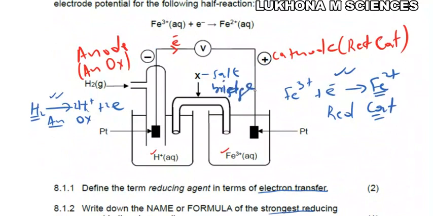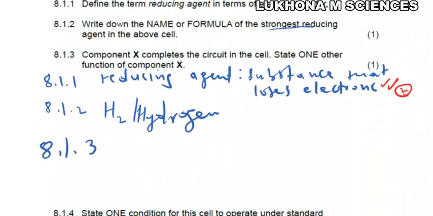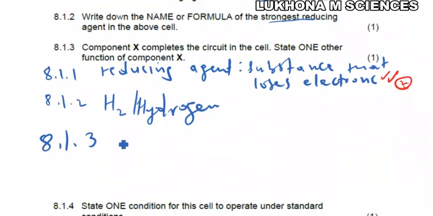So the function of the salt bridge is to complete the circuit. That's the first one, but they said beside that one. Number 2, it allows ions to move. So it's the path for the ions.